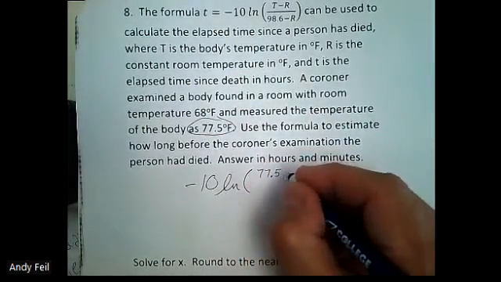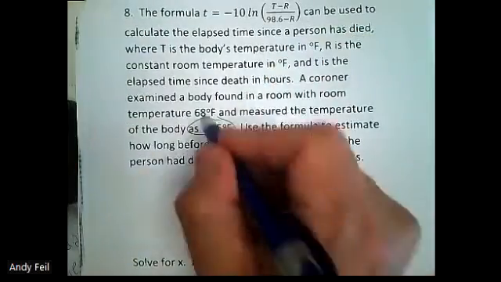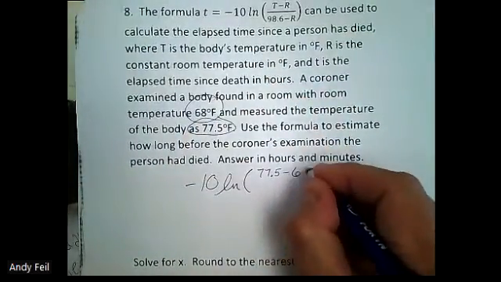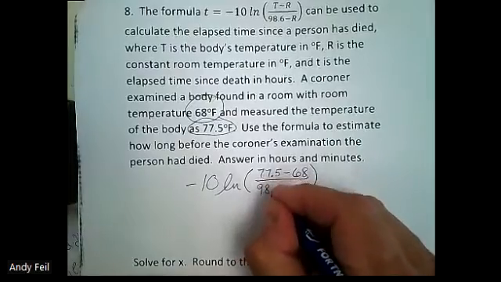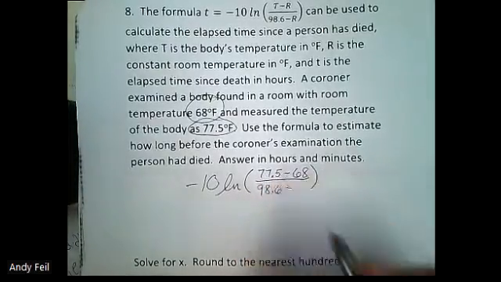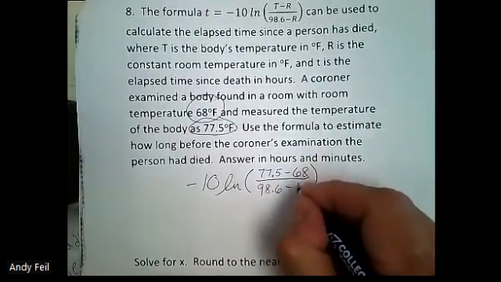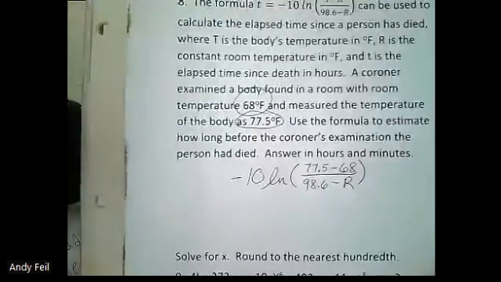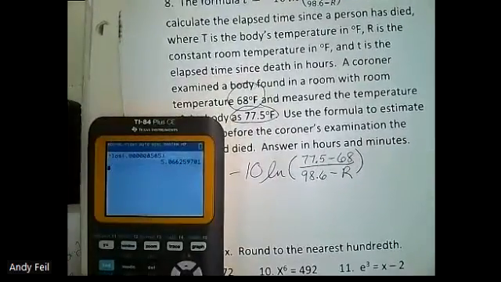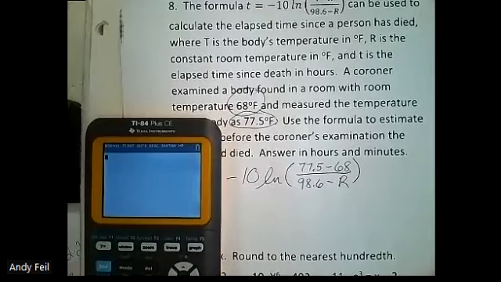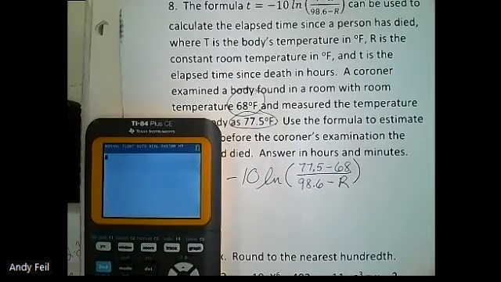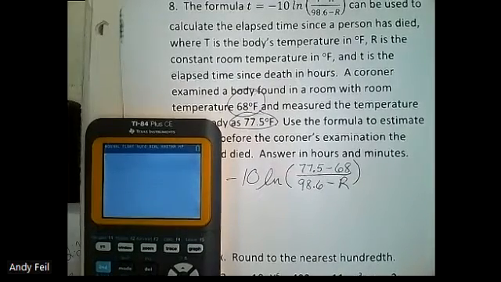77.5 minus the room temperature, which was 68, divided by 98.6, which was a person's normal body temperature, minus the room temperature. Now, this one's a little more complicated, but it still comes down to, can you type it into your calculator? And you can type it in however you want. This is how I do it. So whatever you want to do.